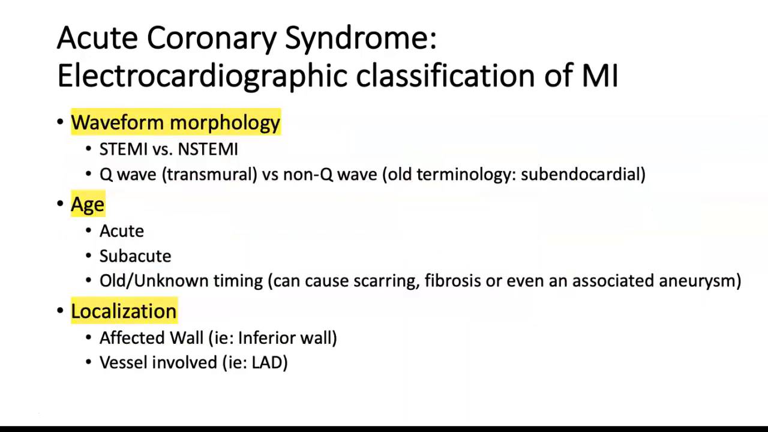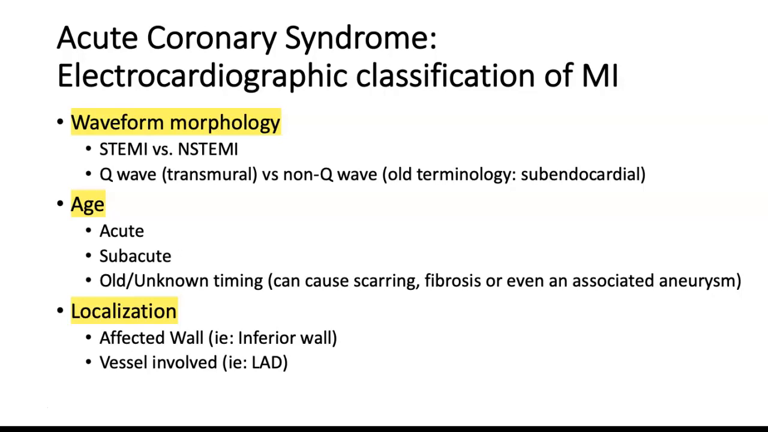Acute coronary syndrome can be classified in several ways. The first way is by the waveform on the EKG itself, or the waveform morphology. So this is the difference between an ST segment elevation myocardial infarction or a STEMI versus a non-ST segment elevation myocardial infarction or an NSTEMI.